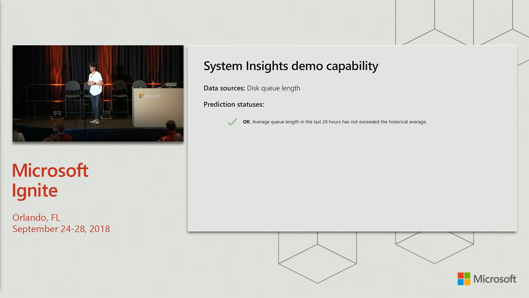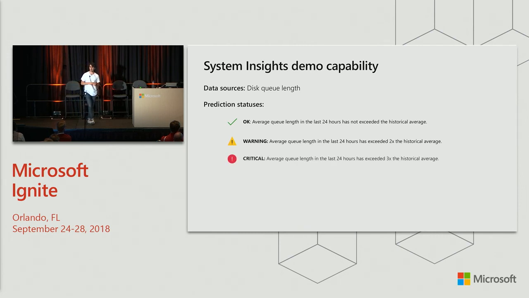So for this demo capability, I'm going to output an OK status if the average queue length in the last 24 hours has exceeded my historical average. I'll output warning if it's exceeded twice the historical average. And I'll output critical if it's exceeded 3 times the historical average. I'll also use the none and error statuses to indicate I don't have enough data or an error occurred at runtime.